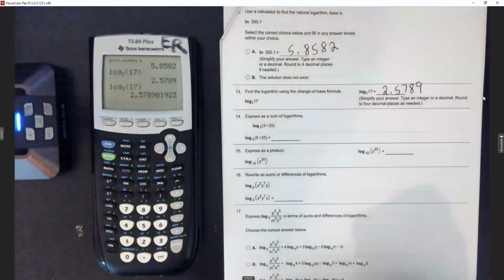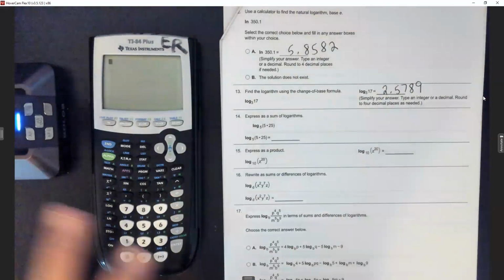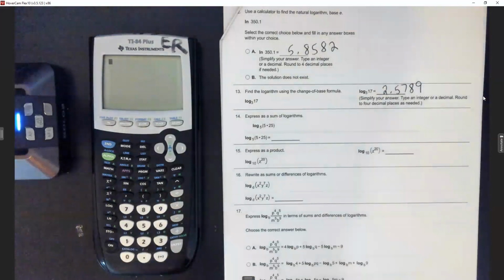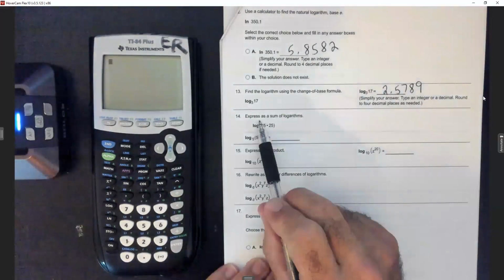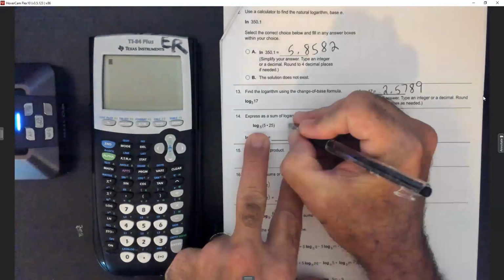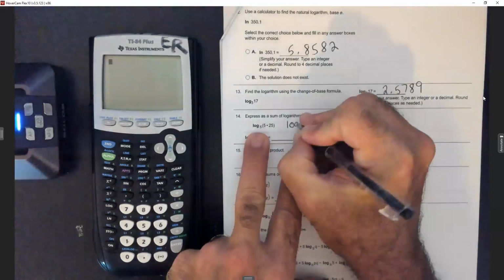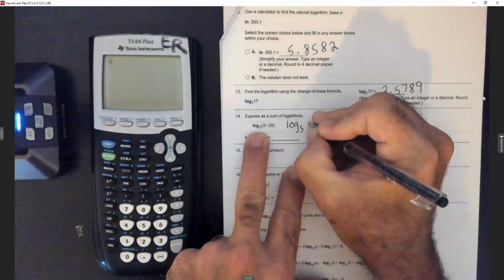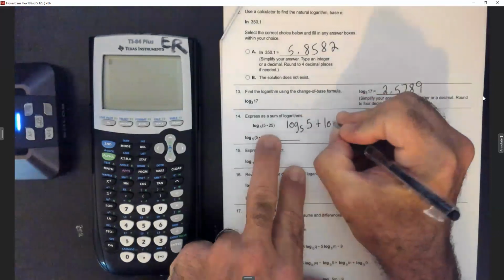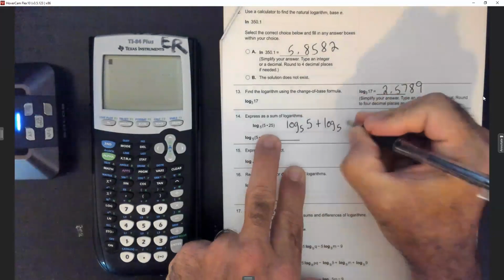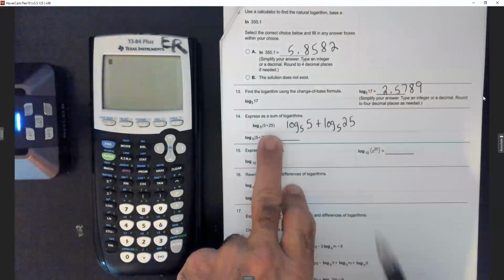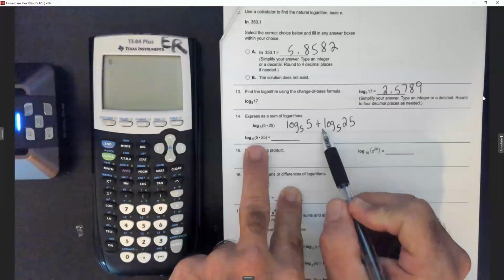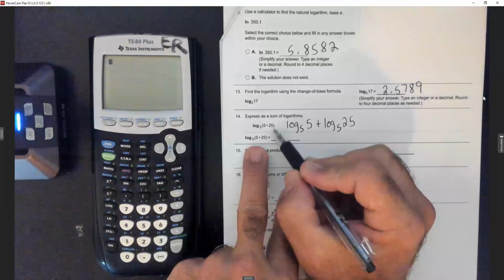All right, then at 14 we start using some of them properties. So the calculator not really going to help me at the moment until I start doing this multiplying. So express as a sum. So you distribute to log 5. So you get log base 5 of 5 plus log base 5 of 25. If they're a product, you rewrite it as addition. Distribute the log and give each of those a log base 5.